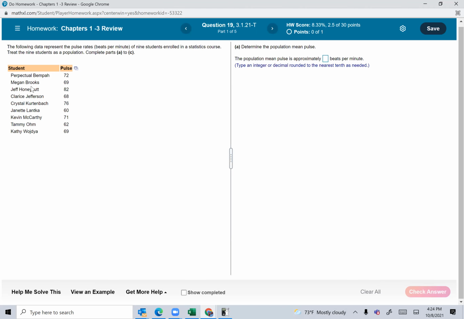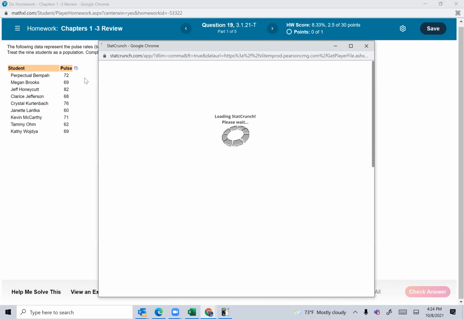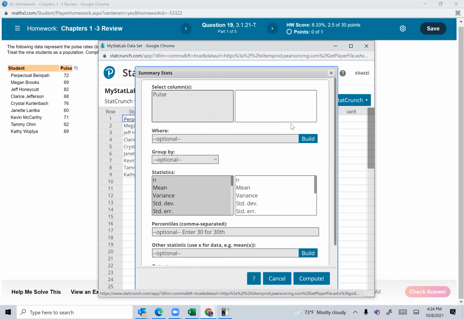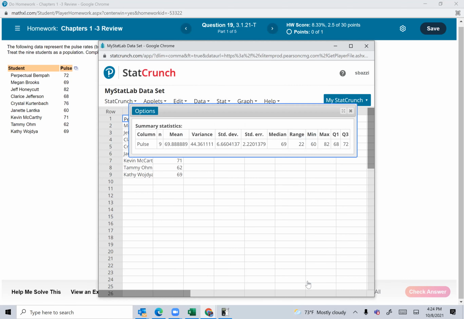Now, we need the mean. You can do this in StatCrunch. Watch. And I'm going to show you how to use the calculator for this as well in a second. You go to Stat, Summary Statistics, Columns, select it and hit Compute. That's it. You don't do anything else. And look at the mean, 69.888.